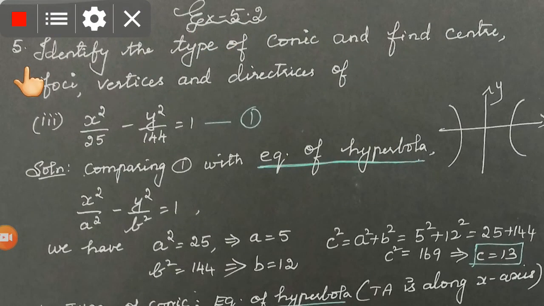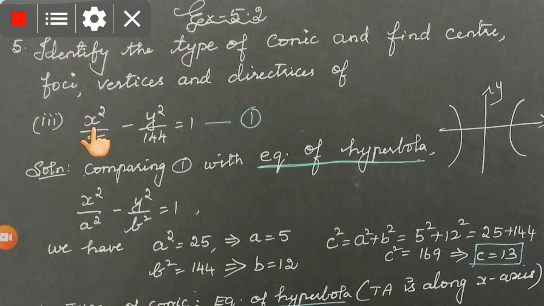Exercise 5.2, fifth sum. Identify the type of conic and find center, foci, vertices and directrices of x square by 25 minus y square by 144 is equal to 1. Here there is a minus between the two terms. If it is plus, it is an ellipse; if it is minus, it is a hyperbola. So, what is the type of conic? It is a hyperbola.